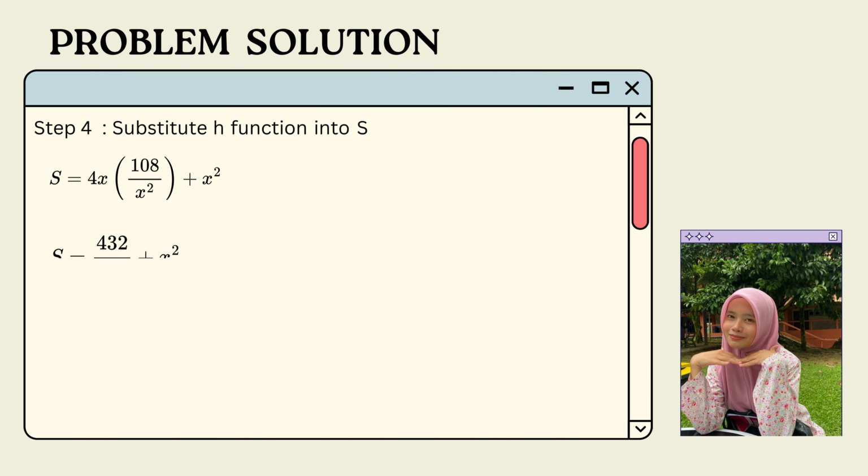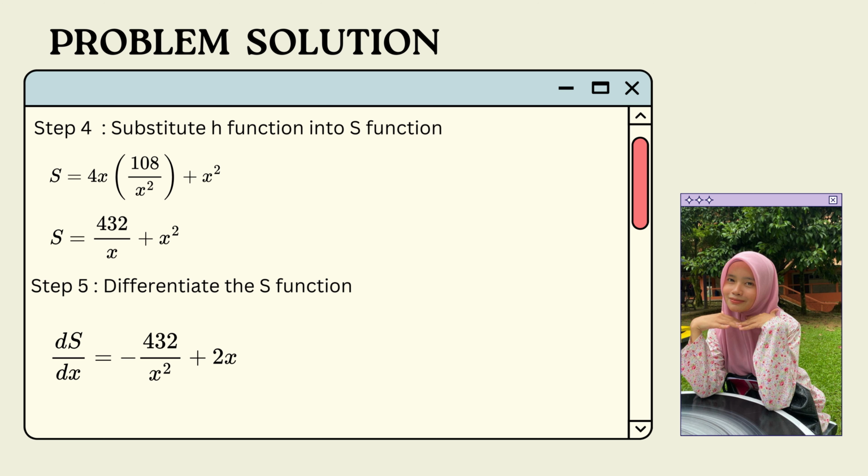The problem gives us the volume of the box, which is 108 cubic centimeters. This value needs to be substituted into our initial volume formula. By doing this, we can express the height, which we call h, in terms of the side length, which we call x. Once we have h expressed in terms of x, we substitute this expression into the surface area function, making the function depend on only one variable. After the substitution, the surface area function in terms of x becomes S equals 432 divided by x plus x squared. This streamlined approach allows us to work with a single variable, simplifying the problem and making it easier to solve.